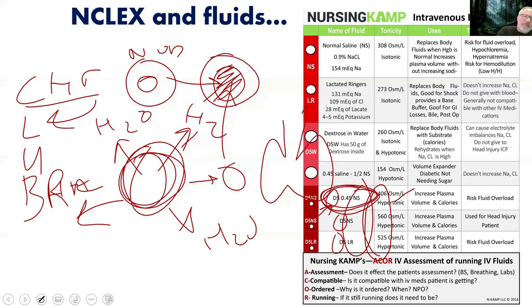It's good for brain. So think of when we get back to mannitol, right? We're looking at mannitol, it's all sugar water. Well, sometimes you give D5 normal, right? So for normal brain injury, you give them some D5 sugar water. That's usually when they're not using mannitol, right? So that's where you see D5 normal for head injury. That's different.